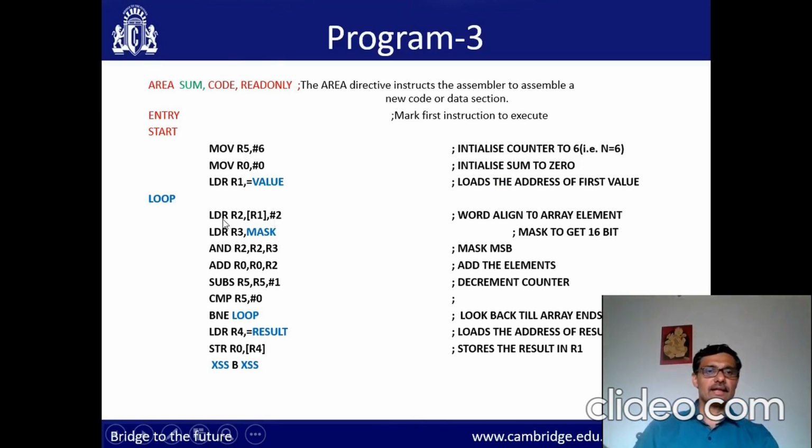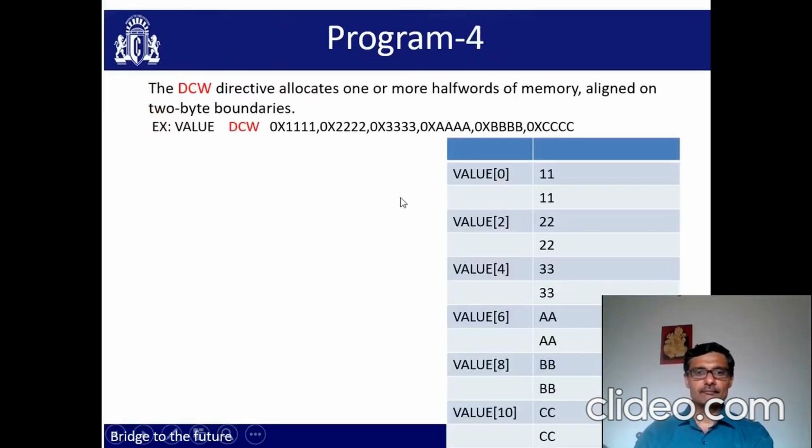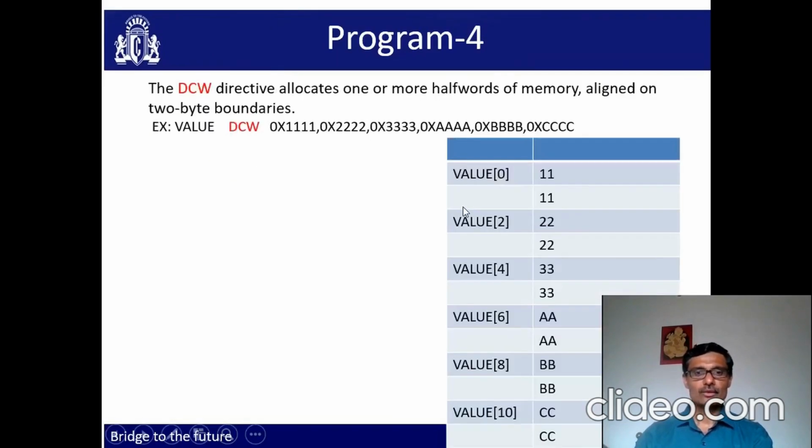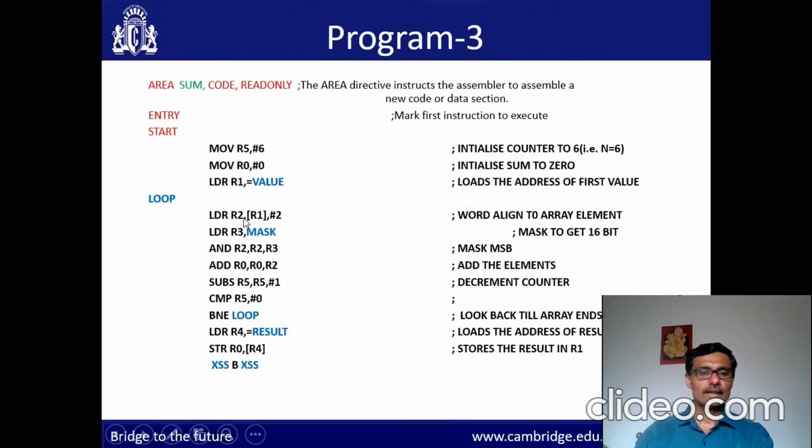This instruction, LDR R2, [R1, #2], is an indirect addressing mode. It will copy 2 bytes of data from the memory location into R2. That is, it will copy these two numbers, 1111, into R2. That means R2 has the first 16-bit number.